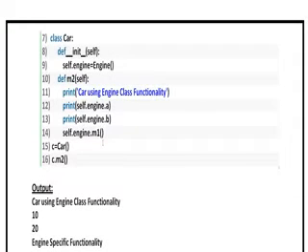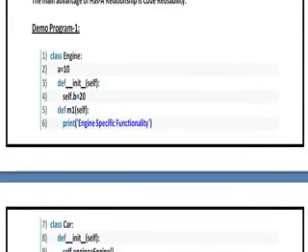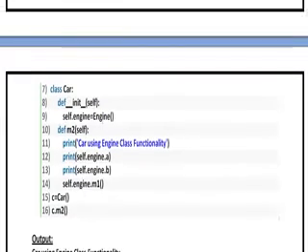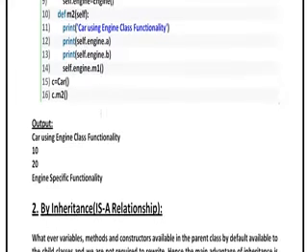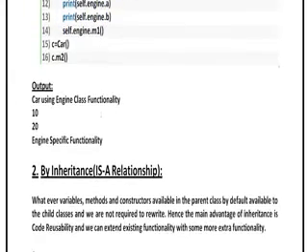And self.engine.m1 means what you have written in the m1 function: a print statement, engine specific functionality. So that is the output you are going to get. The final outputs are: the print statement we have written, car using engine class functionality; self.engine.a is 10, b value is 20; and self.engine.m1 prints car using engine specific functionality. These are the outputs we are going to get.